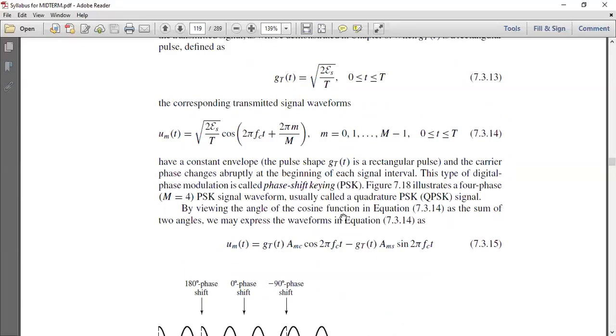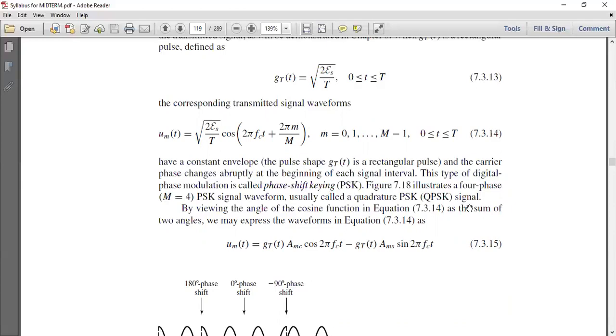So we have phase modulation. And you can see that this phase modulation has a constant envelope. This amplitude is not changing. The only thing that is modulated is the phase of the carrier. So this is the final transmitted signal. This type of digital phase modulation is called phase shift keying. So the new term is now PSK.